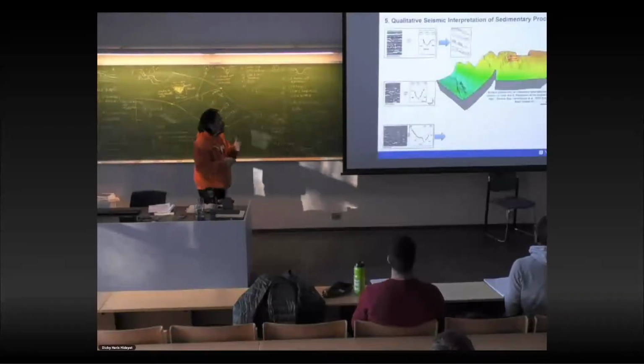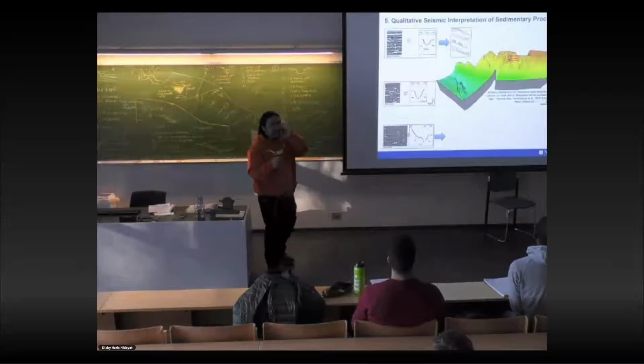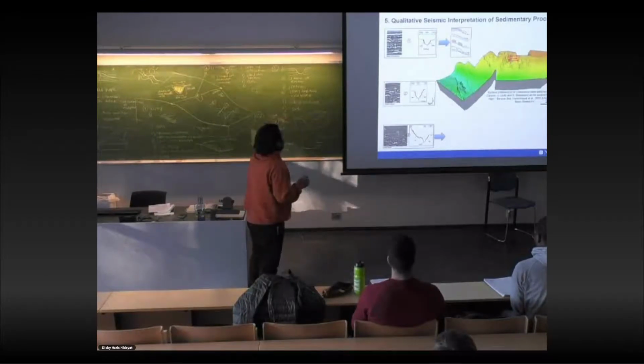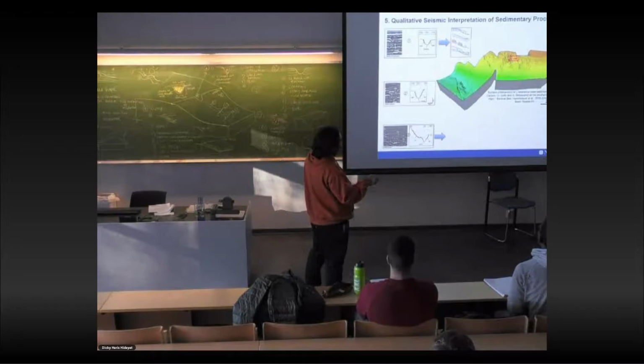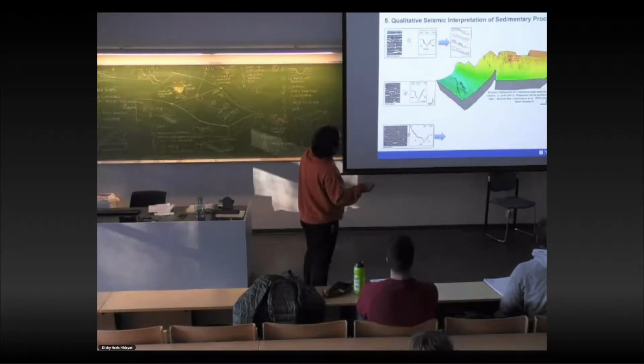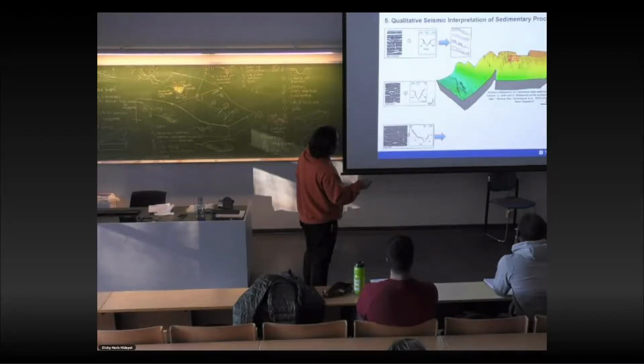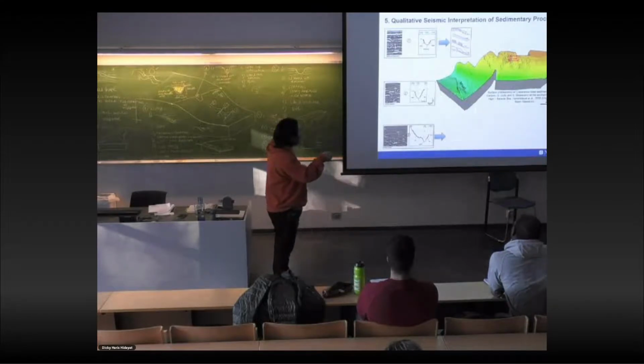Next is the qualitative interpretation of sedimentary process. I have this erosional surface, and then we have a canyon, 1, 2, 3, 4, 5. We have slide scars, and also we have gullies here. So this is section 1, 2, 3. This is proximal, and this is distal of this canyon system.